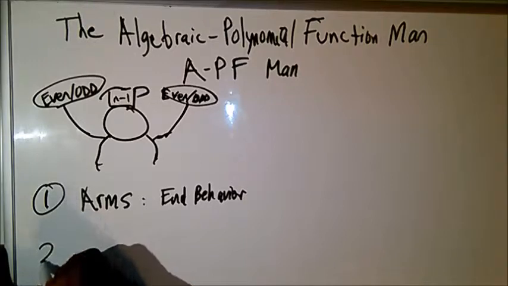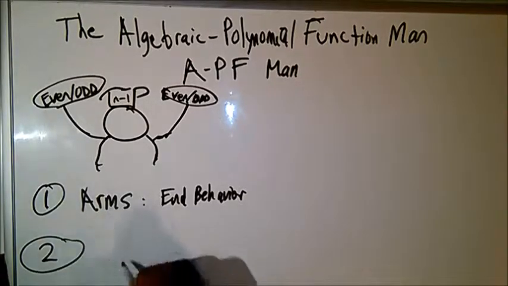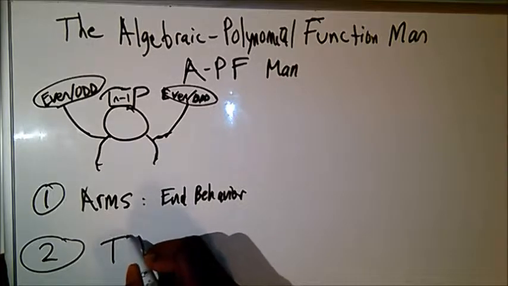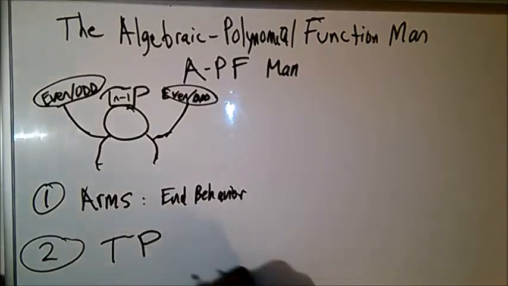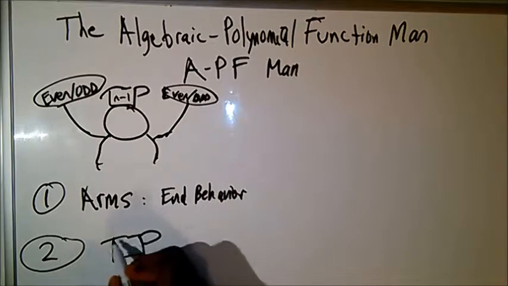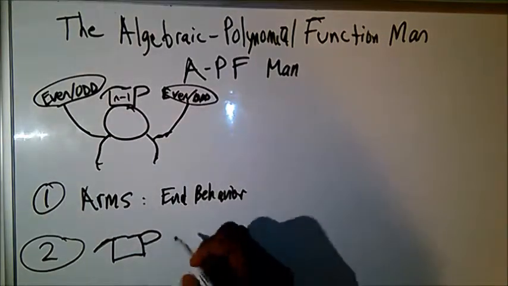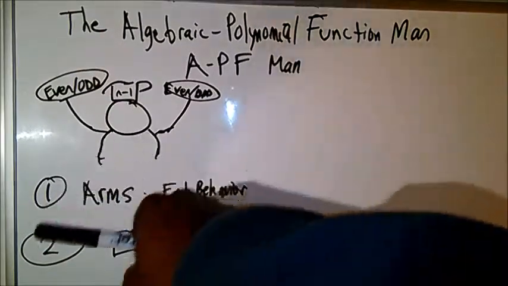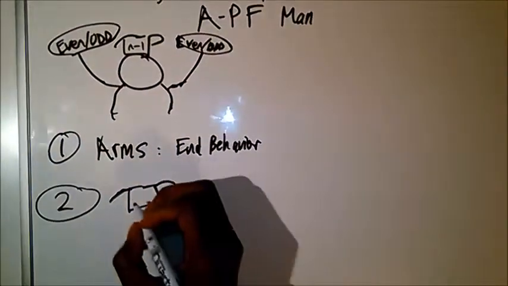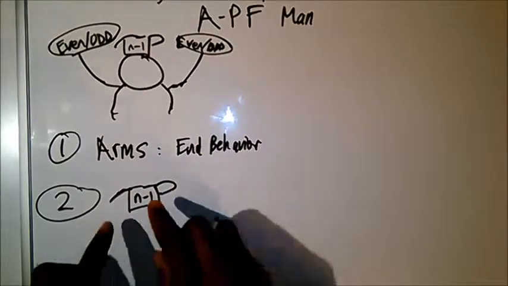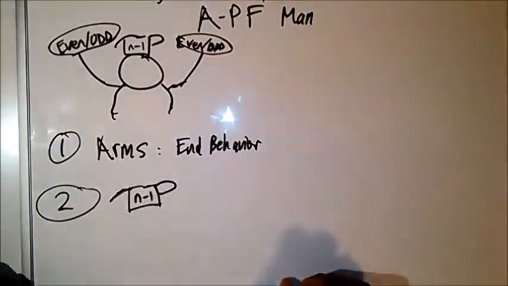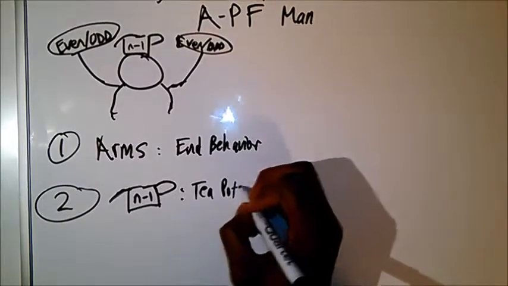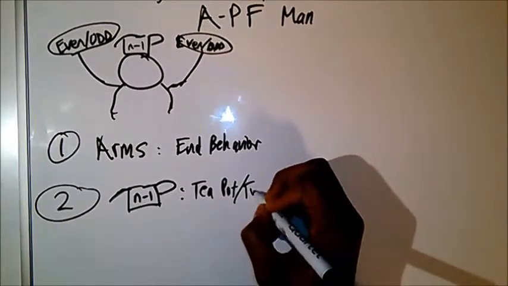And the second step is after you know your arms, you look toward understanding the turning points, or what I dub as the teapot, because if you look at it carefully, it does look like a teapot. This is the handle, that's the spout, and you can pick it up and turn the teapot. So there's a teapot, and I always mark n-1 inside the teapot, and it is turning points.